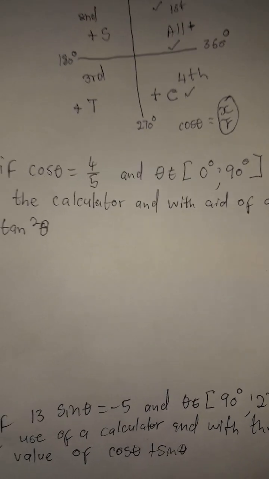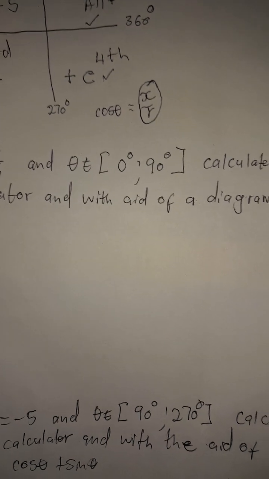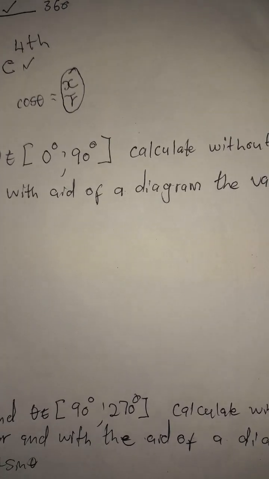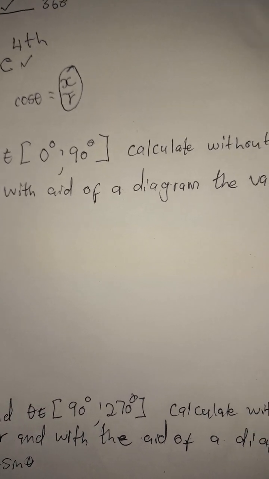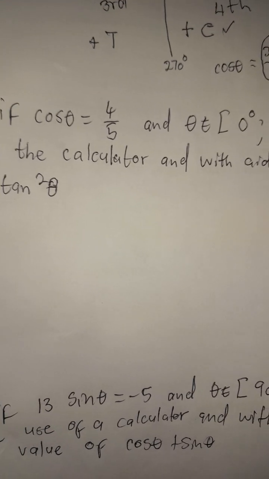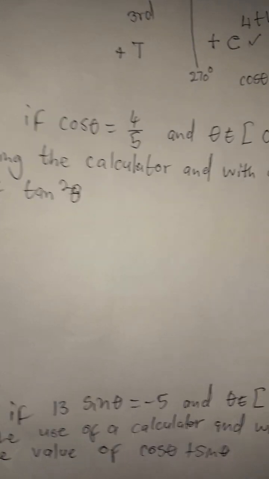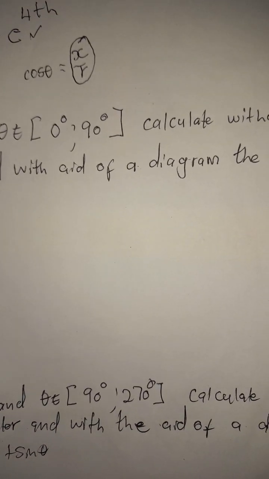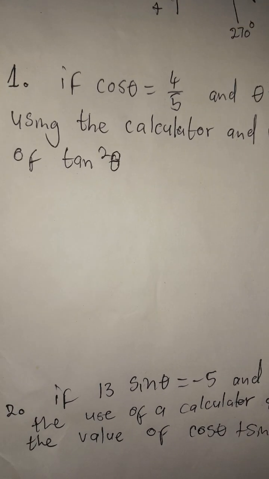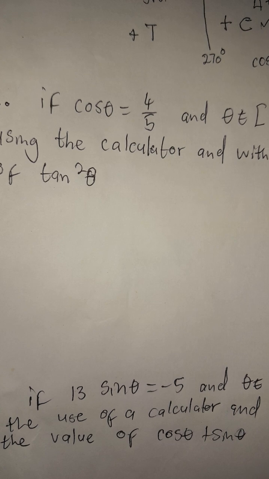So remember, they said if cos theta is equal to 4 over 5 and theta is an element of 0 degrees to 90 degrees, calculate, that means our diagram is in the first quadrant. Calculate without using the calculator, and with the aid of a diagram, the value of what? The value of tan squared theta.